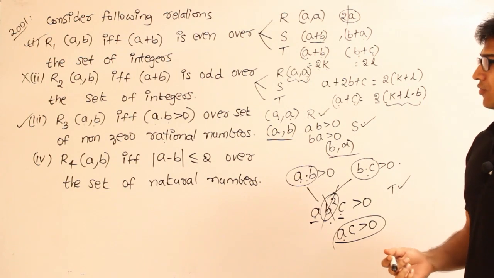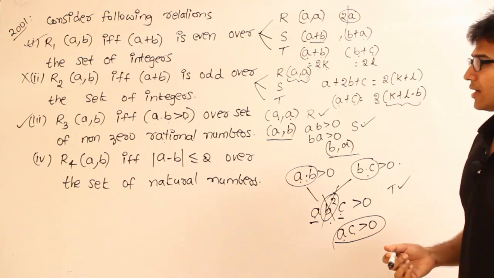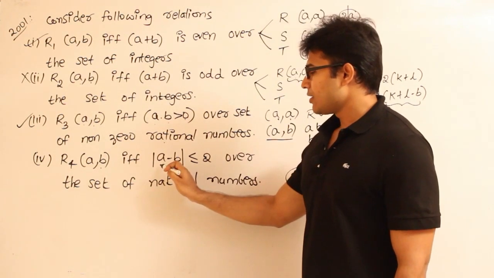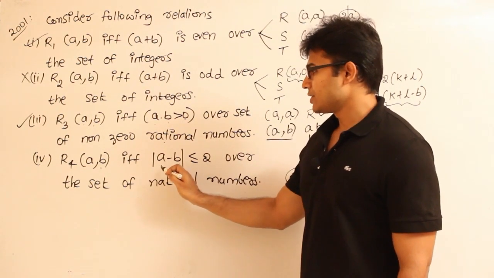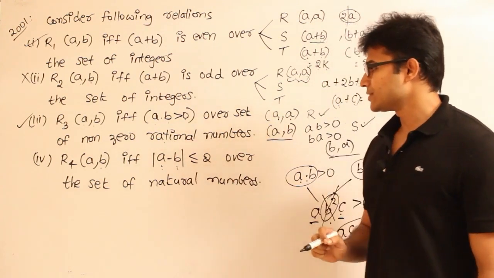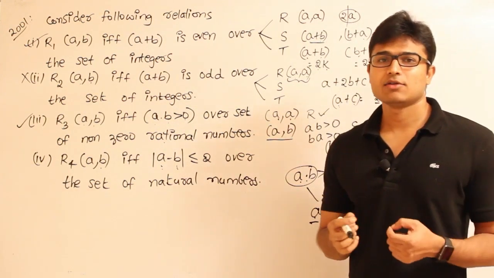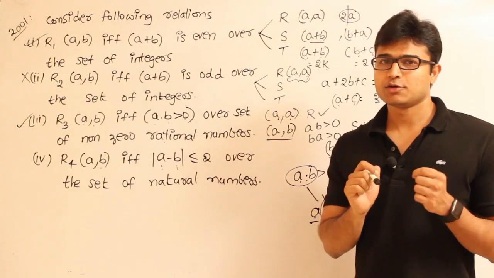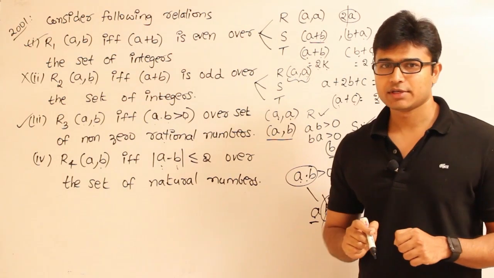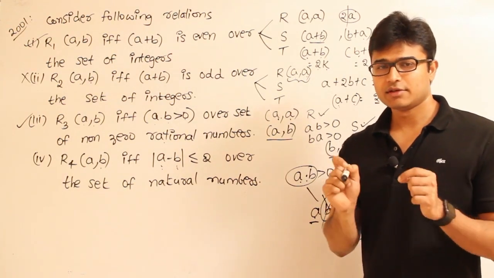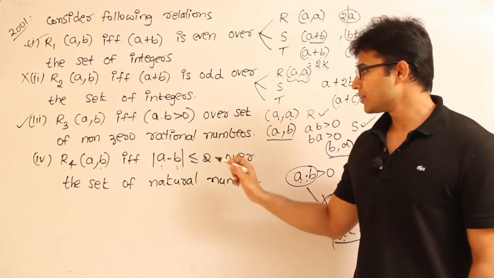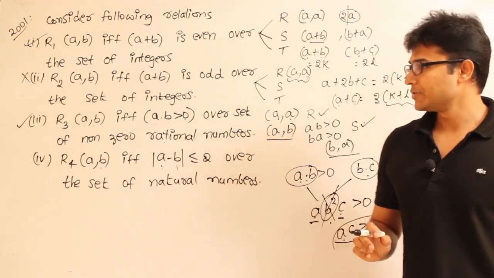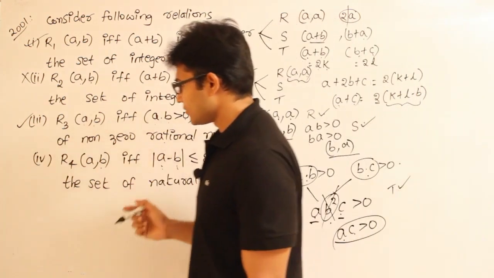Now let's talk about R4. R4 is saying that it contains all the ordered pairs a comma b if the modulus of a minus b is less than or equal to 2, which means it will contain all the pairs whose difference is not greater than 2. That is the meaning of it. If you take any two numbers and take the difference between them, it should not be greater than 2. If it is less than or equal to 2, then we are going to have them in the relation. Right? Now let's see whether it is equivalence or not.